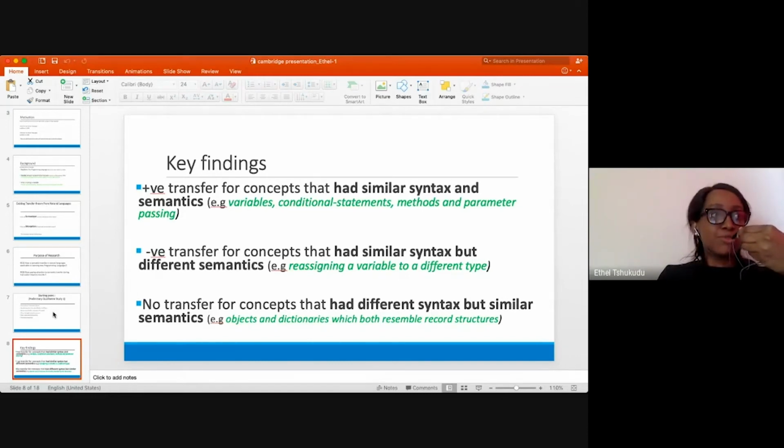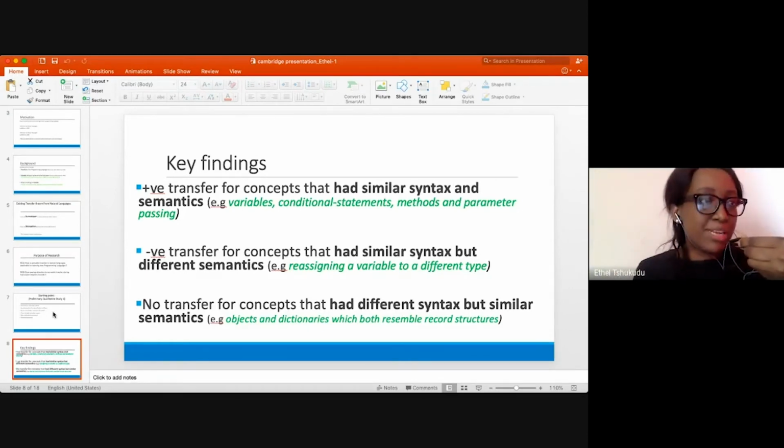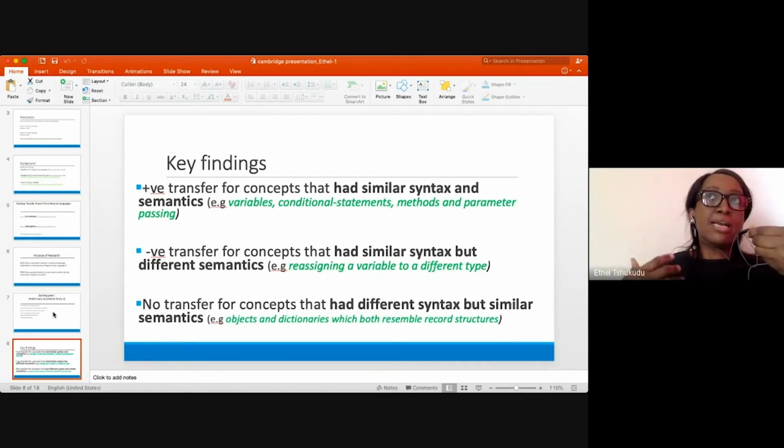They were not confused, but some of them, I remember one of them, I said, talk through, what do you think is happening here when I say int a equals 1, and then later on I say string a equals Ethel. And she's like, well, I think obviously a will become Ethel because this looks very similar to Python. The only difference is that I can see the type is written there.